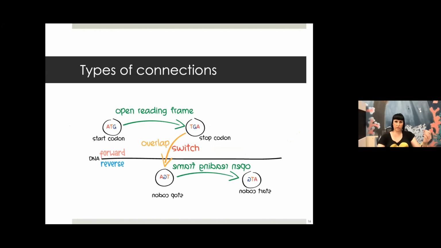Additionally, there are also strand switches, which are really bad. And these are ORF to ORF connections, gaps or overlaps that go from an ORF in one strand to an ORF in the reverse frames.